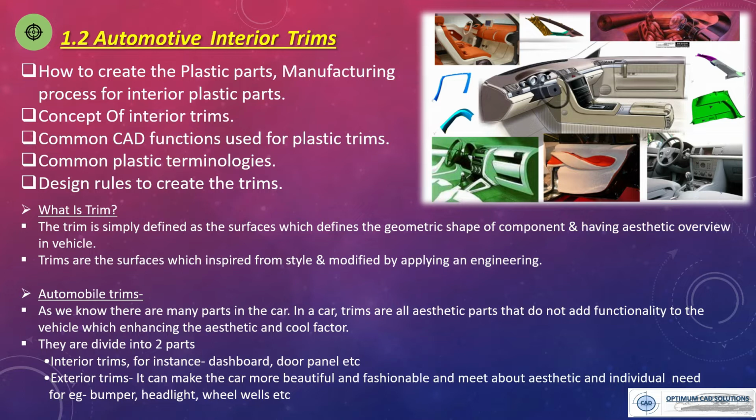So let's move towards the next point, that is automobile trim. As we know, there are many parts in the car. The trims are aesthetic parts that do not add any functionality to the vehicle, enhancing the aesthetic and cooling factor. They are divided into two: interior trim and exterior trim. Interior trim design includes the dashboard, instrument panel, different types of controls like the central console, floor console, driver console, co-driver console, then door assembly. The exterior trim can make the car more beautiful, fashionable and meet the aesthetic and individual needs of a customer. Examples like the bumper, headlight and wheels are exterior trims.